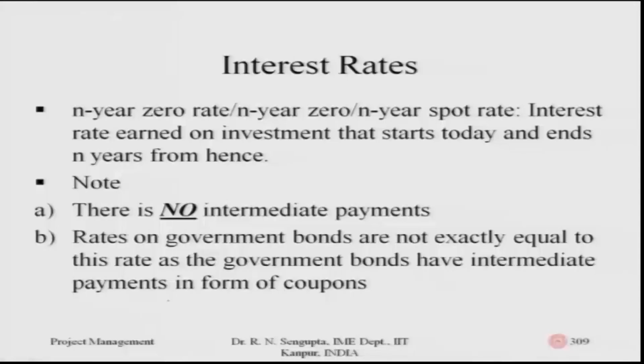So, note that for this concept, to find out the n year 0 rate, the n-year spot rate, whatever calculation you want to do, you are considering that there are no intermediate payments. So, the values of I0, I1, I2, I3 or C0, C1, C2, C3 or R1, R2, R3, R4, all these values are not coming into the picture.